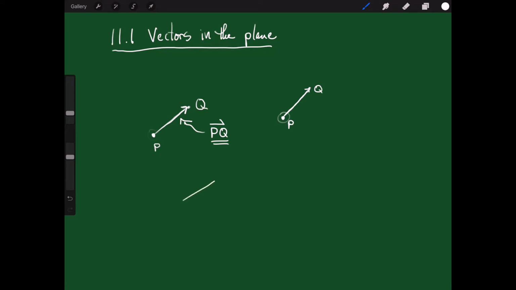In other words, if I had a vector here, maybe we call it U, and a vector here, maybe I call it V, and they have the same length and the same direction, then I consider those two to be the same vector. In this case, U is equal to V because they have the same direction and the same, we would call it, magnitude.